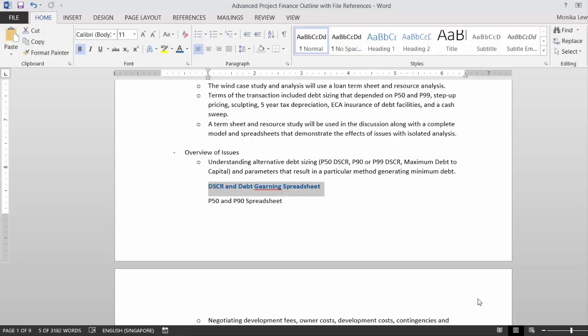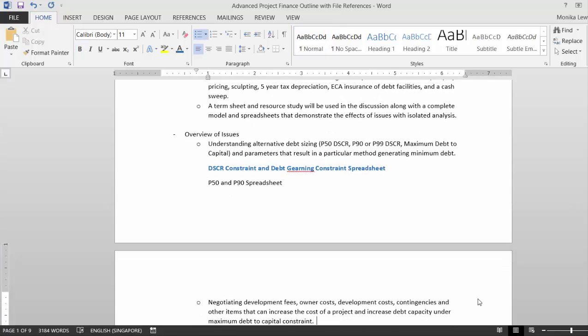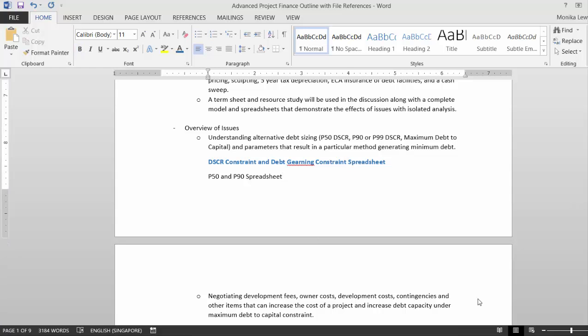Now, I'm going to make some simple examples. First one we have is the effects of the DSCR constraint and the debt gearing constraints. I kind of have done that one, and we'll work through it. And then I'll make one for P50 versus P90 and P99.